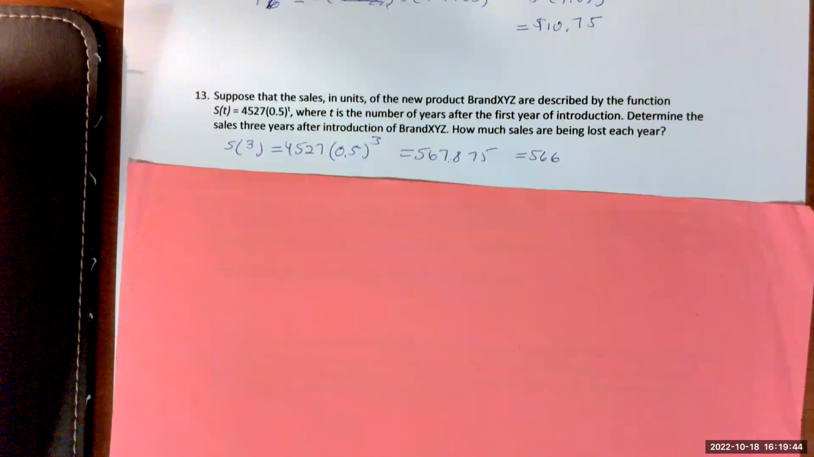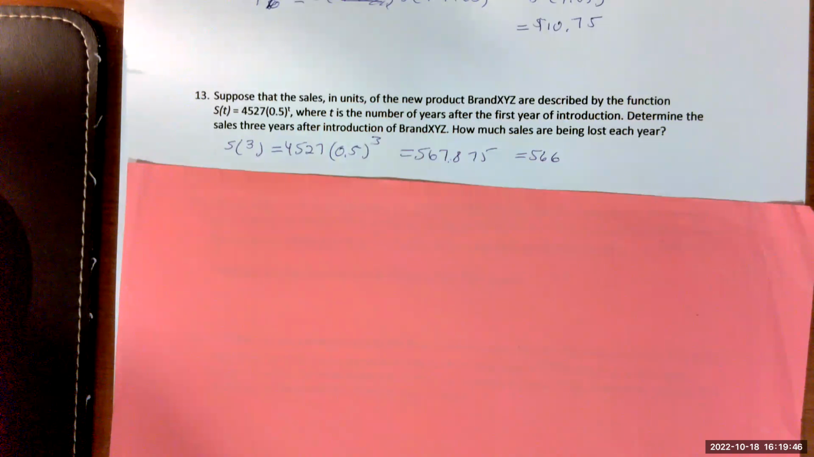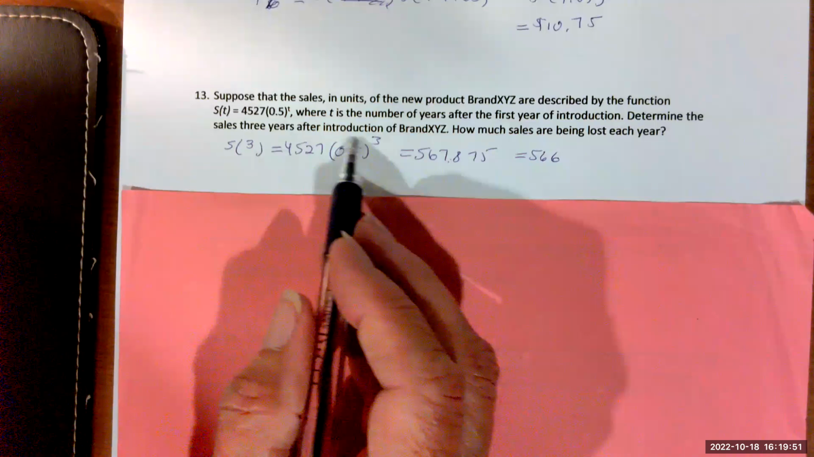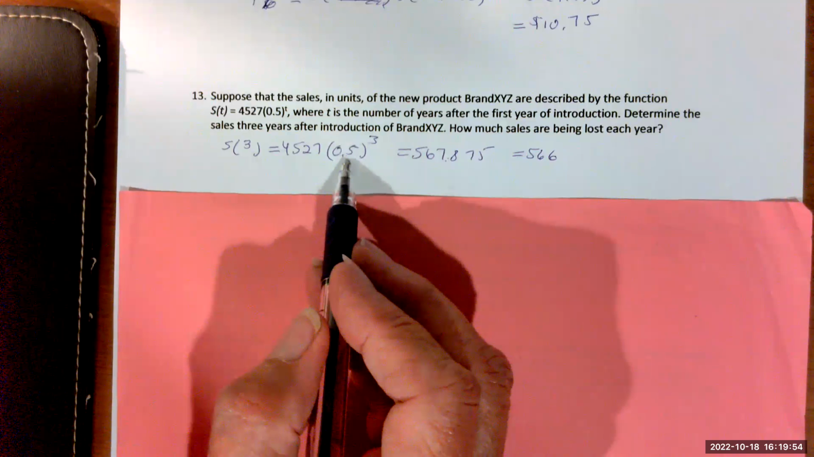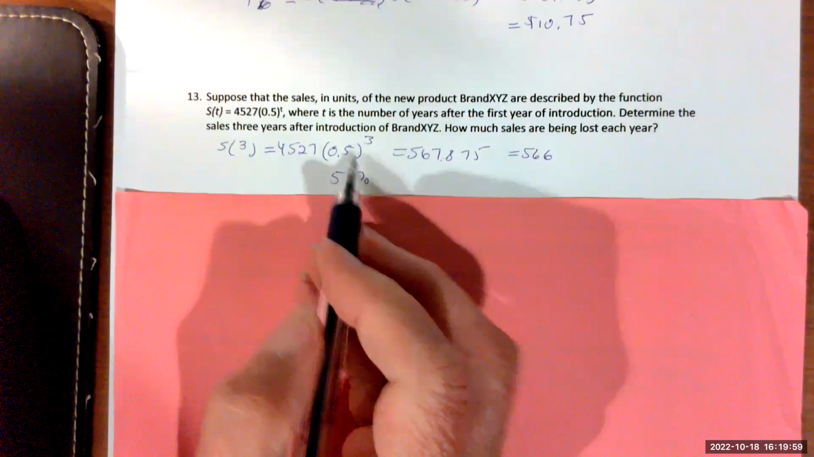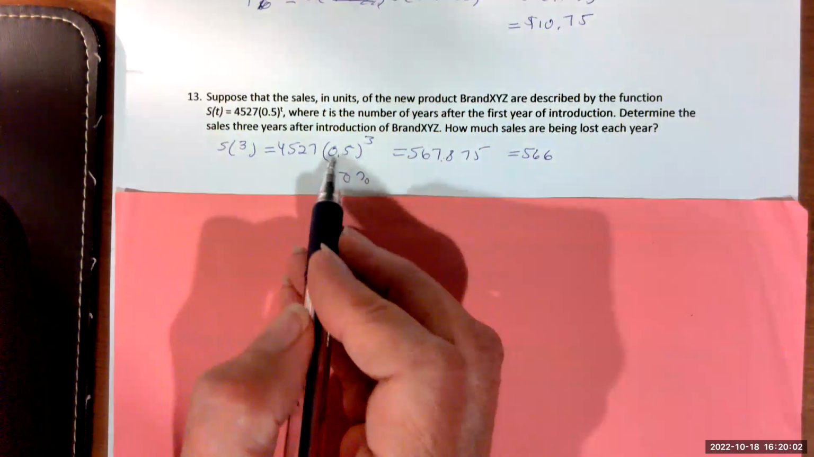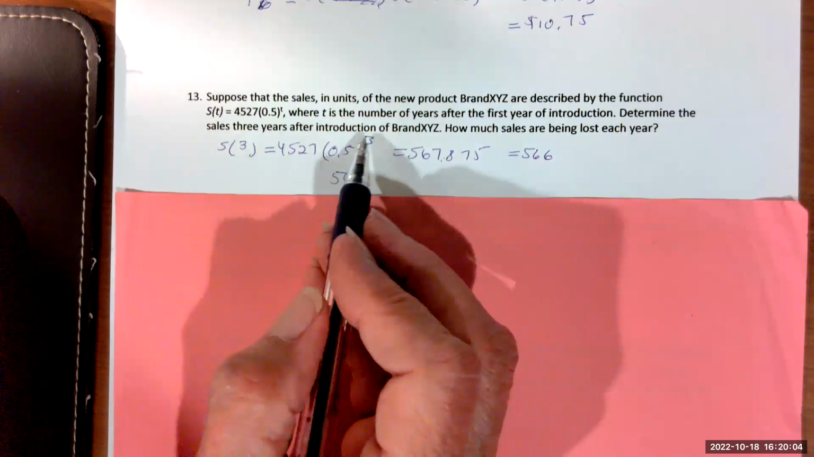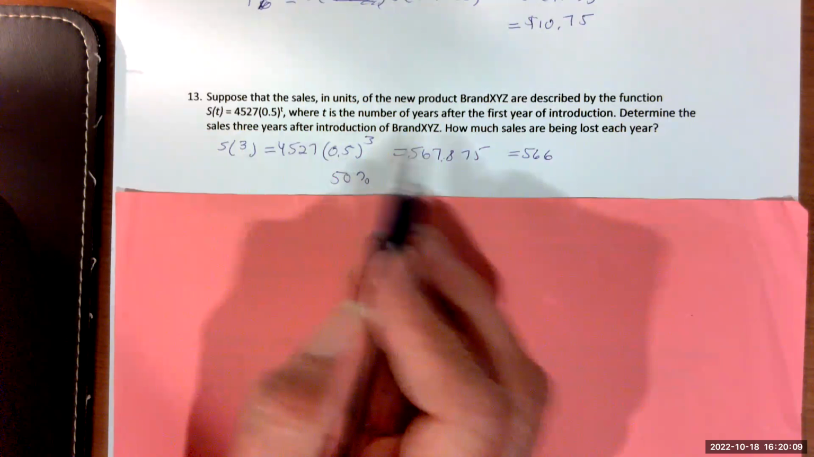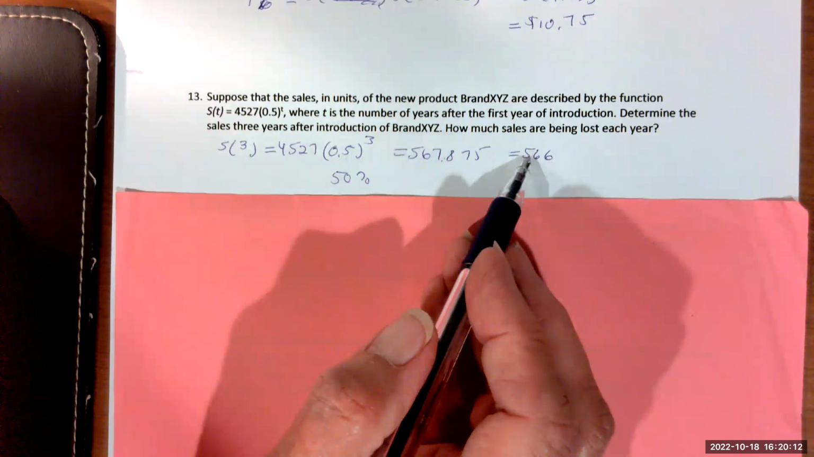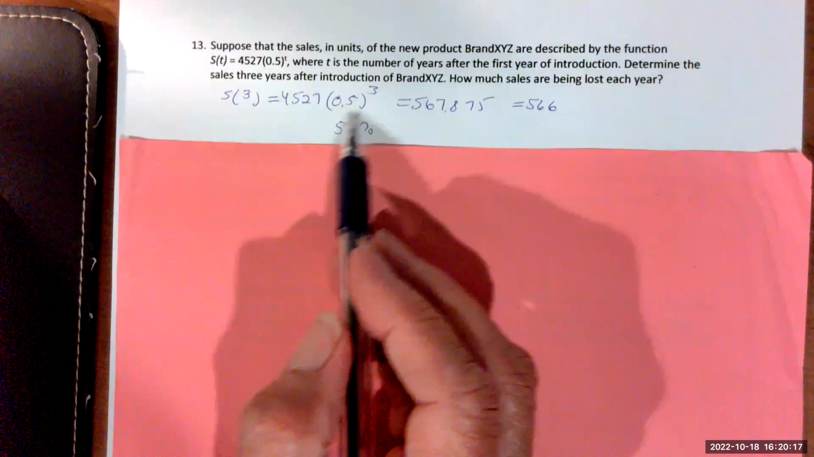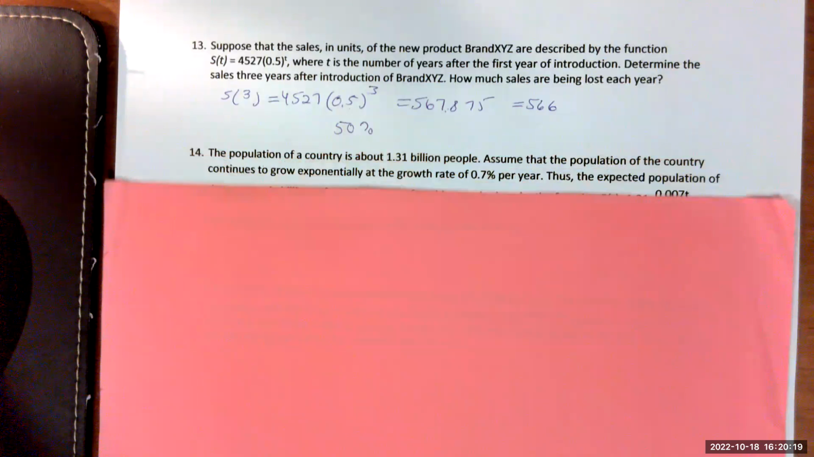And then the second part of the question said, how much sales are being lost each year? So if you go back and look at the way we set up exponential functions, right here tells you what's happening here. So every year that goes by, you're losing 50% of the sales. Because you're only multiplying, and the multiplier here is 50%. So over 3 years, I've gone down 50% in 1 year, and then 50% again in the next year, and 50% again, and we end up at 566. So 50%, and that's coming from the quantity in here. Because it's less than 1, we know that this is like a decay function.